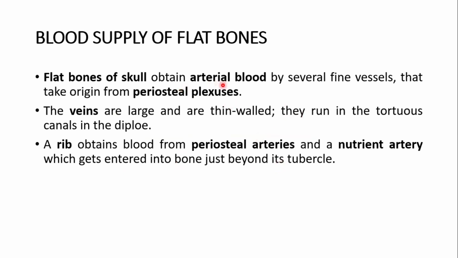Flat bones of the skull obtain arterial blood by several fine vessels that take origin from the periosteal plexuses. The veins are large and are thin-walled. They run in the diploic canals in the diploe. A rib obtains blood from periosteal arteries and a nutrient artery which enters the bone just beyond its tubercle, right? This was about flat bones.